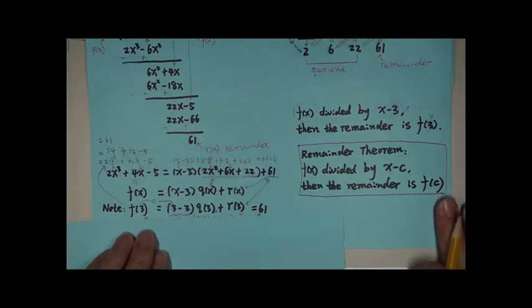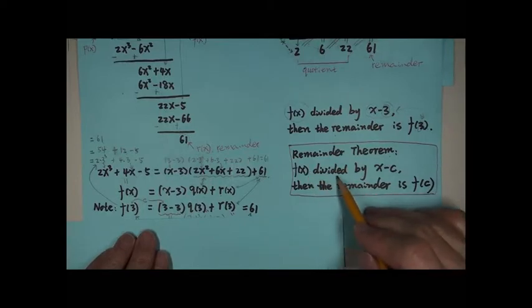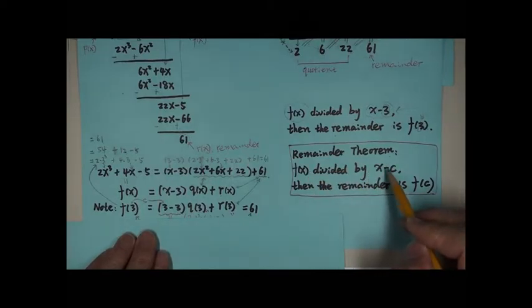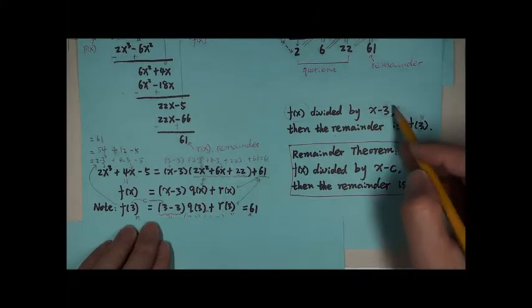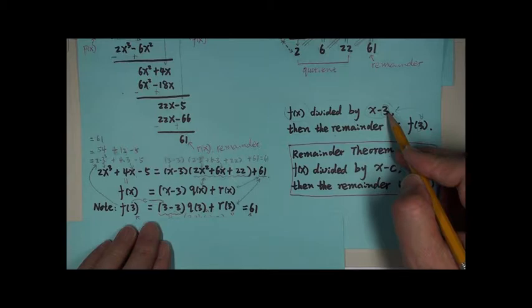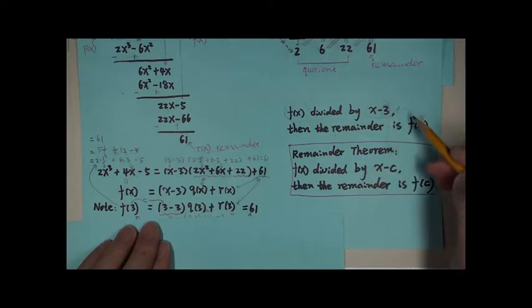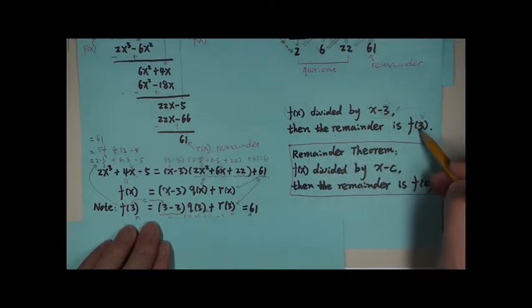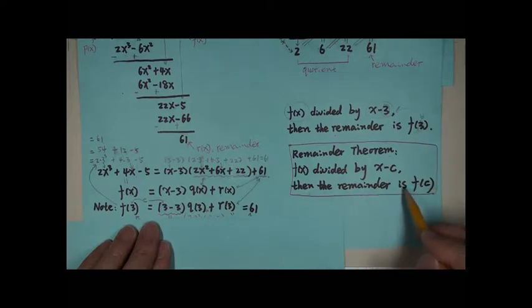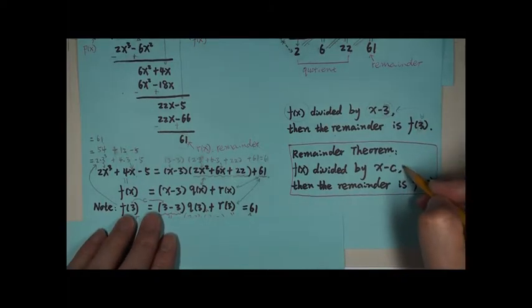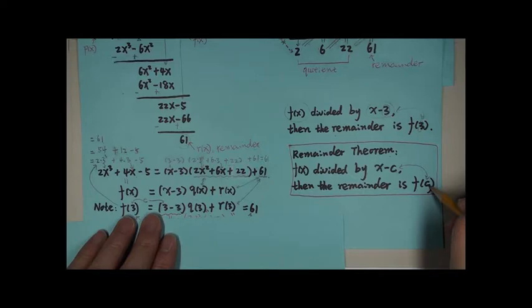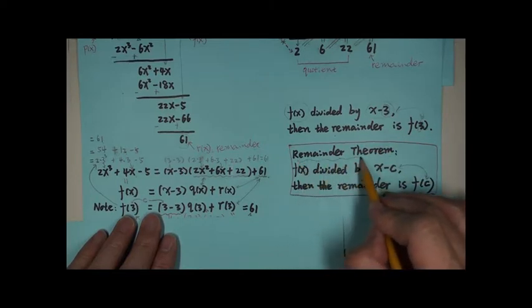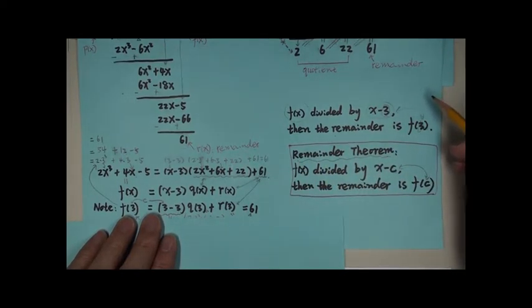So in general, f of x divided by x minus c, where c stands for a constant, in our case here it is 3, then the remainder is f of 3. Then the remainder here is f of c. You see, c here, c here are the same. So this theorem is called the remainder theorem.